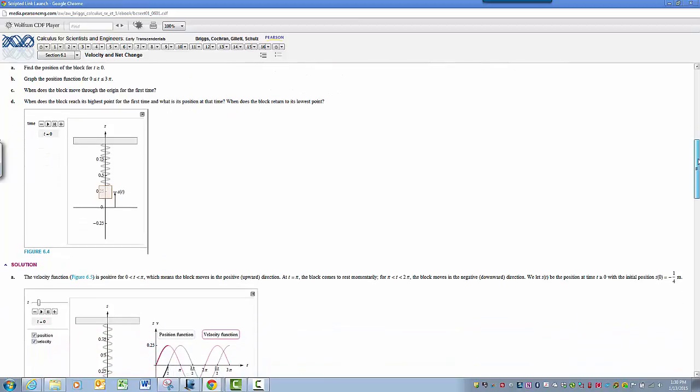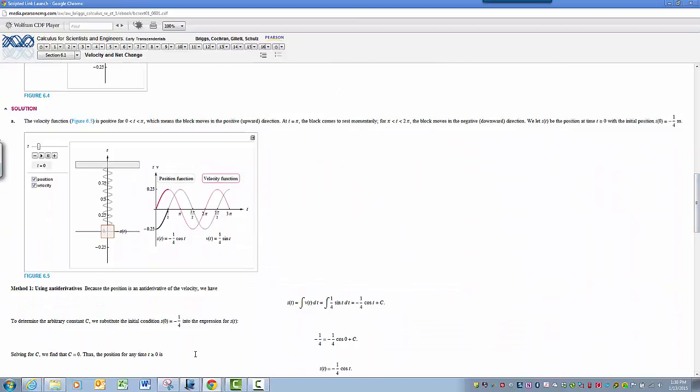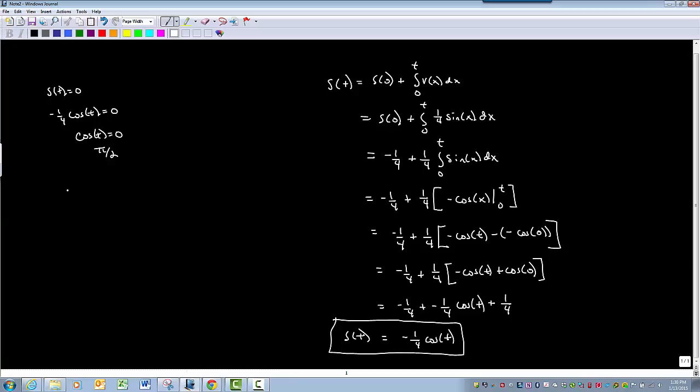Now the question is, when does it reach that 0.25? Well, we ask what t value gives us a height of 0.25. So we know that s of t, which is right down here, is this. And we want to know when it is equal to 0.25. So we multiply both sides by -4. And now we ask what angle has a cosine value of -1, and we know that is pi.